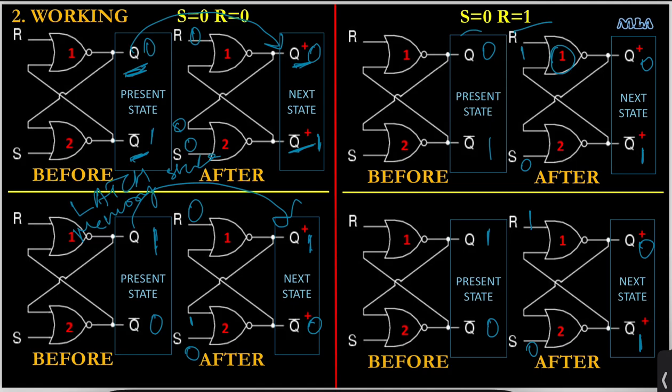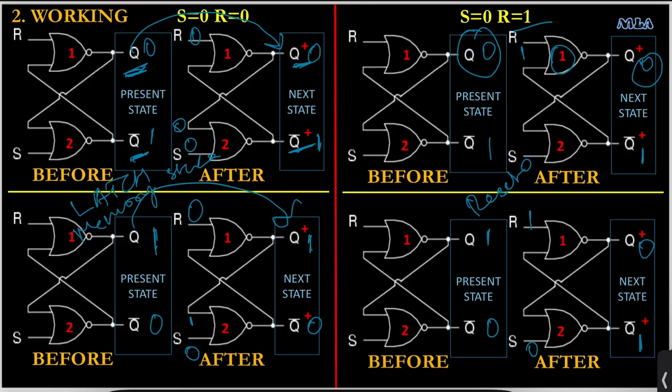Now in this part, what we observe with S equal to 0, R equal to 1, is that irrespective of Q, Q plus will be 0. That is, if Q is 0, Q plus will be 0. If Q is 1, then also Q plus is 0. So this state, we call it a reset state, wherein the output Q plus is going to be 0, independent of the last state, or I can say independent of the value we assumed before applying S equal to 0, R equal to 1.